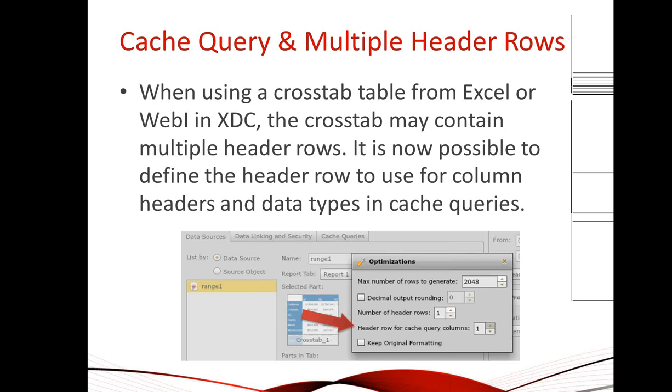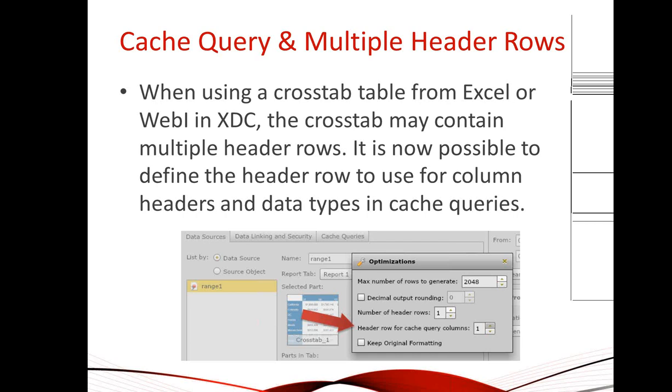The challenge is that XDC, the cache, is designed to be queried. It's a table, and if you create a cache where the block, the crosstab, contains multiple header rows, InfoBurst doesn't know on which header row to query the data. Which row is actually the header row, which will control the query, the select, and will also dictate the data type, because I might have a header row that is string, maybe month, and I might have another header row that's a date or a number. So you can now control that.